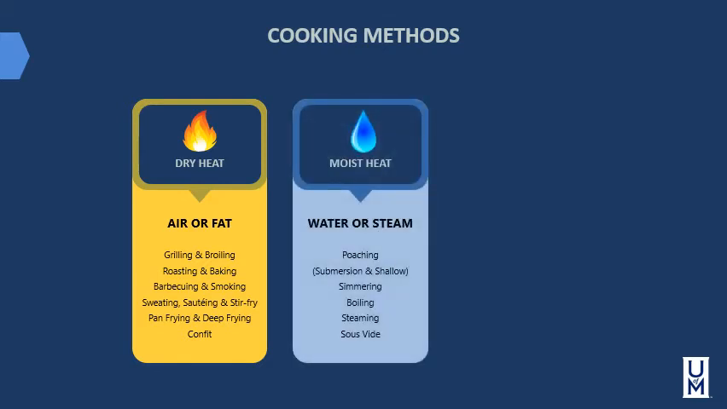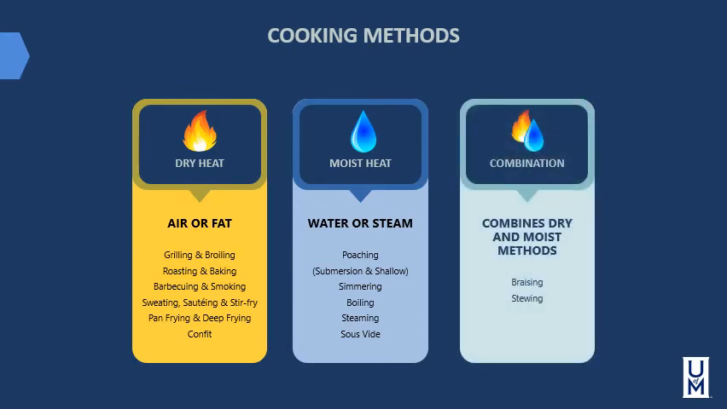Moist heat methods involve water or steam. This is poaching, both submersion and shallow, simmering, boiling, steaming, and sous vide. And combination cooking, which combines dry and moist heat cooking methods. These are things such as braising and stewing.